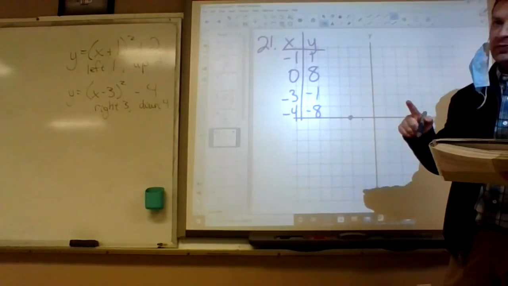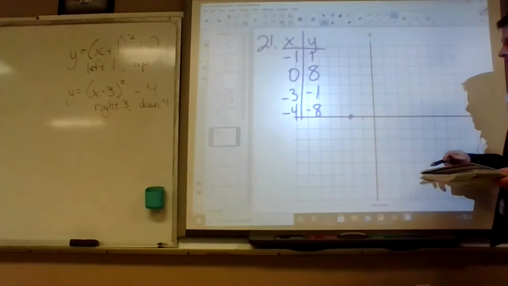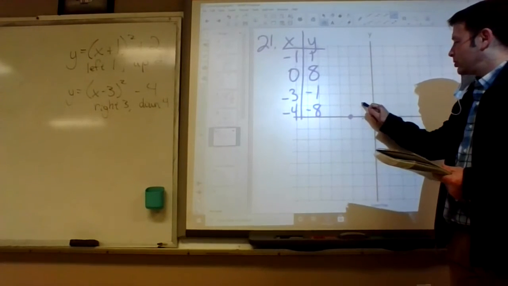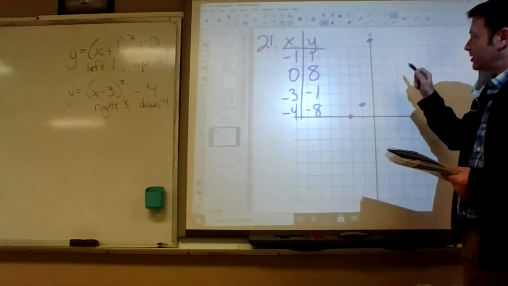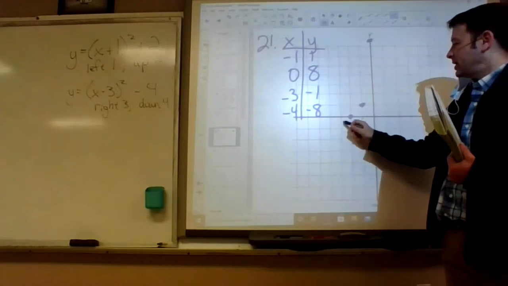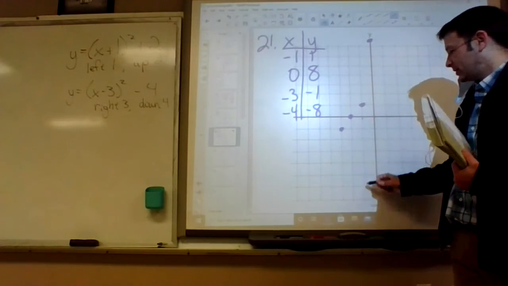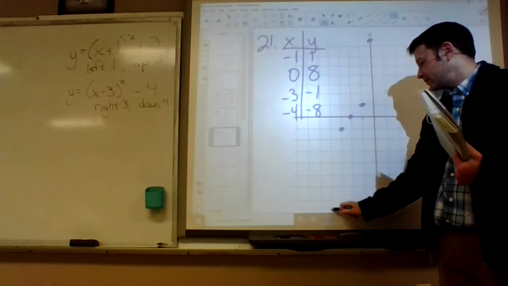-8. -2 times -2 is 4, times -2 is -8. Okay, so now I'm going to graph. -1, 1 is right there. 0, 8 is a little bit off my graph. -3, -1 right there. -4, -8, a little bit off my graph.